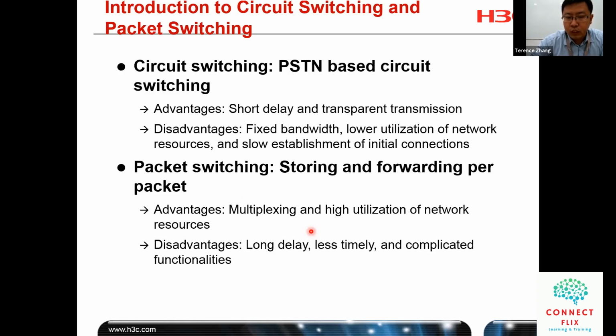For this knowledge point, the key point is the name, right? Remember the name, circuit switching. Although this is already in the books, we do not use this technology in the real network, but it exists in history, right?